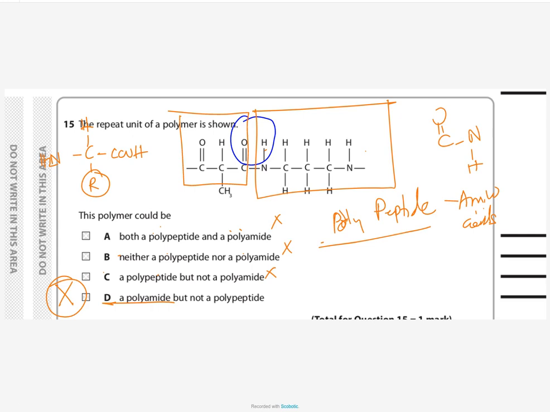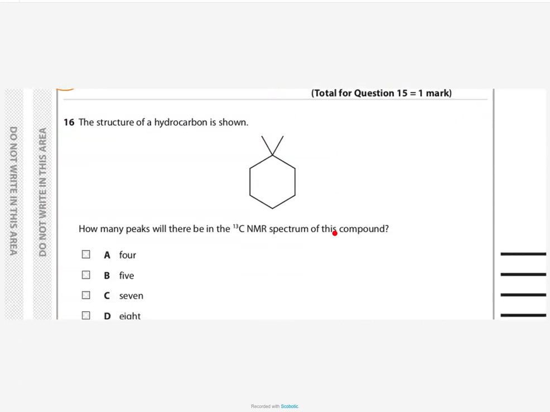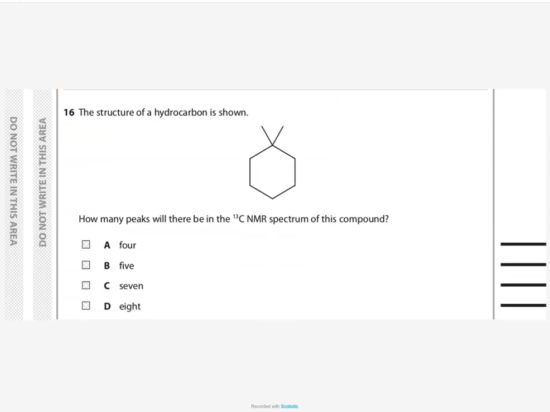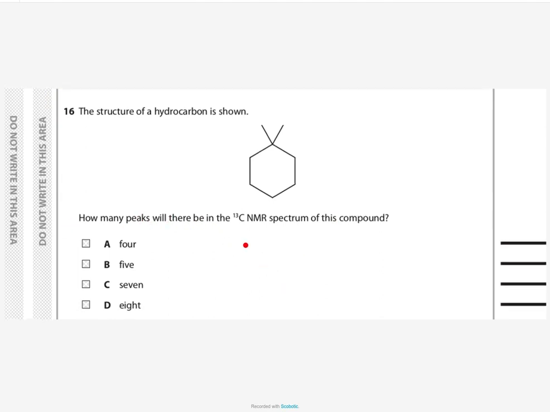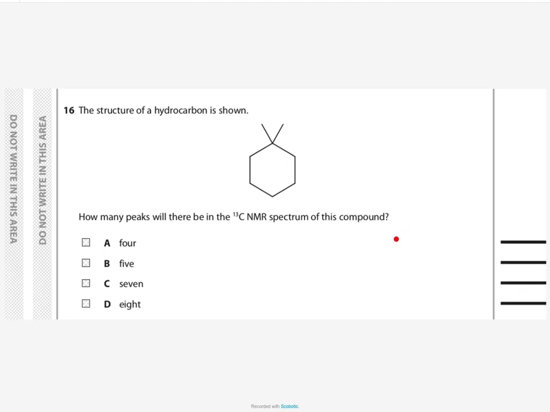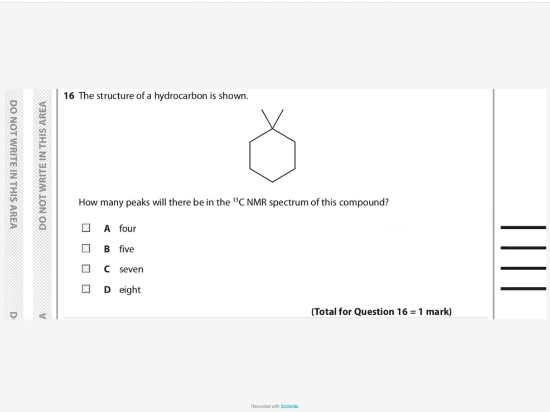Right, the next question. The structure of a hydrocarbon is shown. How many peaks will there be in the C13 NMR spectrum of this compound? We have to identify the carbons in different environments. Now, these two carbons over here will produce the same peak. They're in the same environment. I'm going to use different colors for different environments. This is one unique environment.